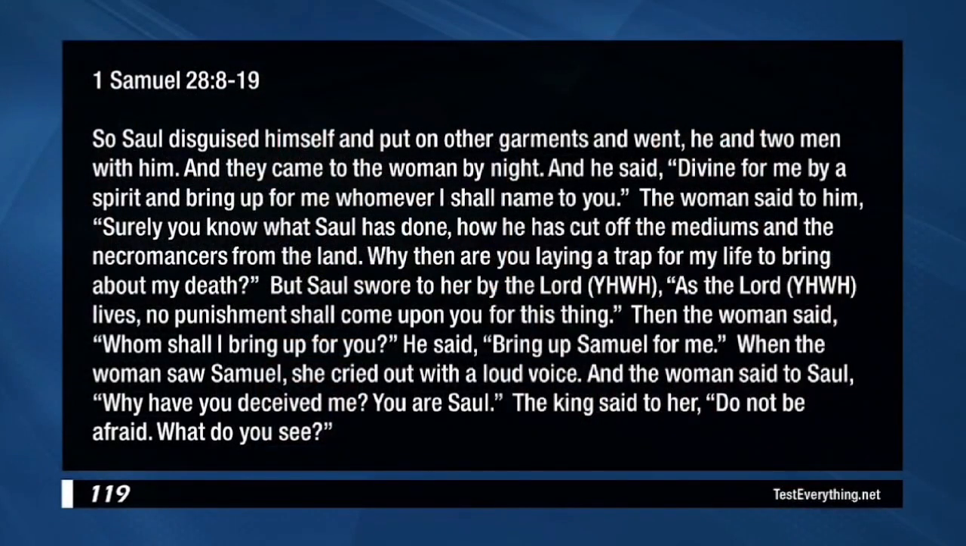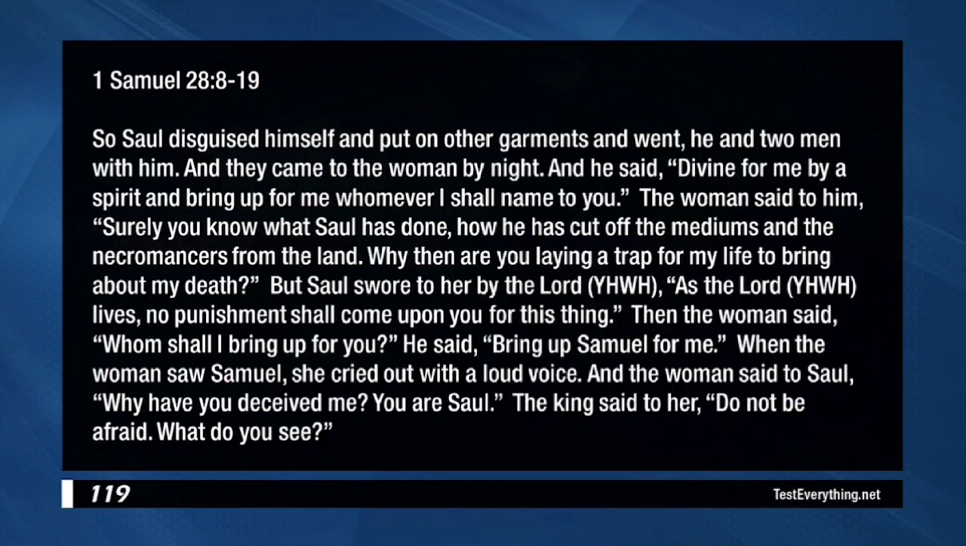1 Samuel 28, verses 8 through 19. So Saul disguised himself and put on other garments and went, he and 2 men with him, and they came to the woman by night. And he said, divine for me by a spirit, and bring up for me whomever I shall name to you. The woman said to him, surely you know what Saul has done, how he has cut off the mediums and the necromancers from the land. Why then are you laying a trap for my life to bring about my death? But Saul swore to her by Yahweh, as Yahweh lives, no punishment shall come upon you for doing this thing. Then the woman said, whom shall I bring up for you? He said, bring up Samuel for me.